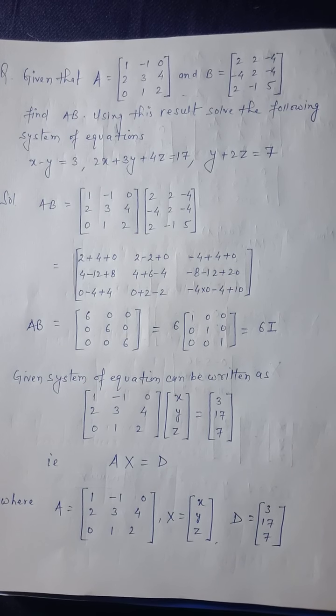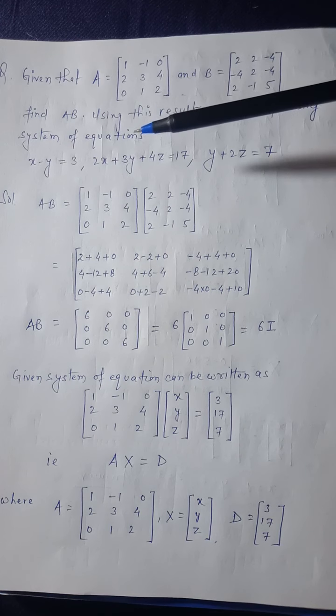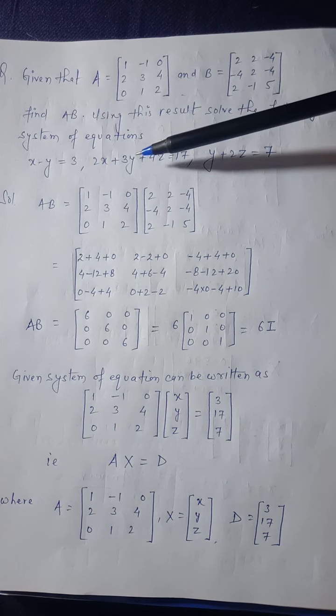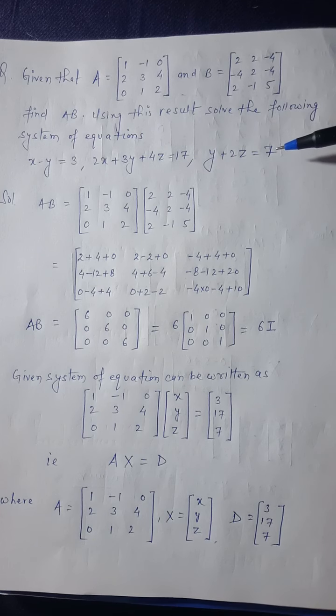Now take the second question. This is the same question. Here we have to solve the given equations: x - y = 3, 2x + 3y + 4z = 17, y + 2z = 7.